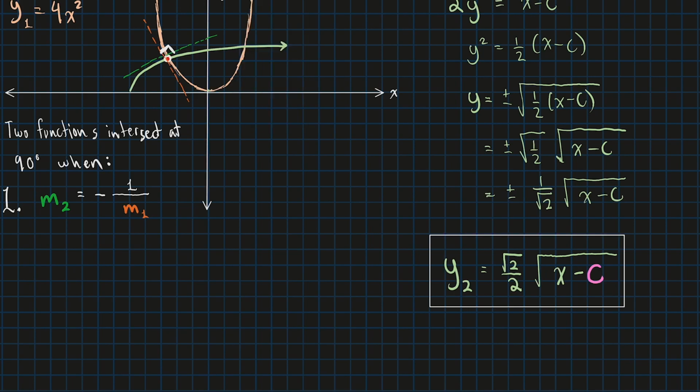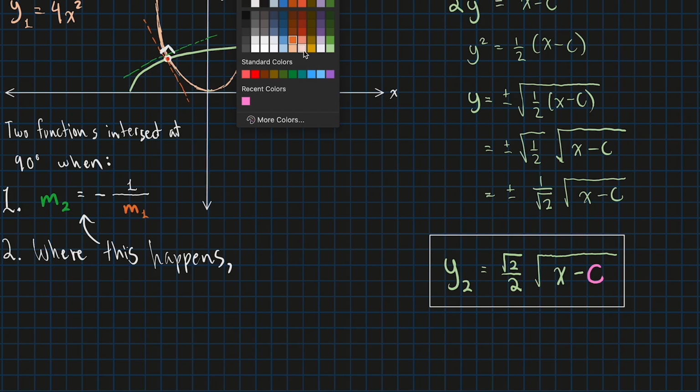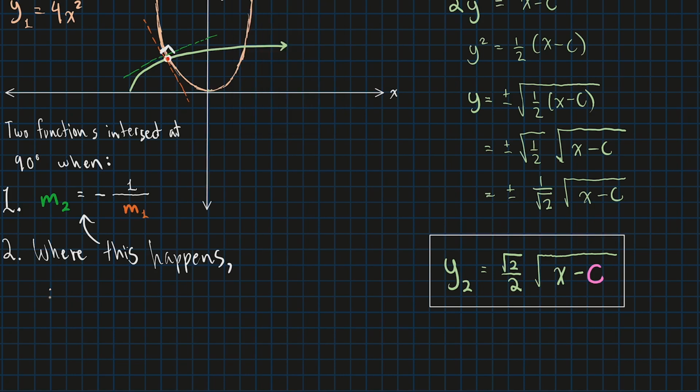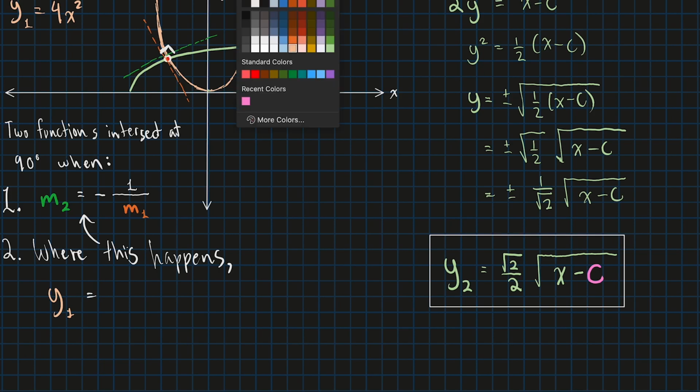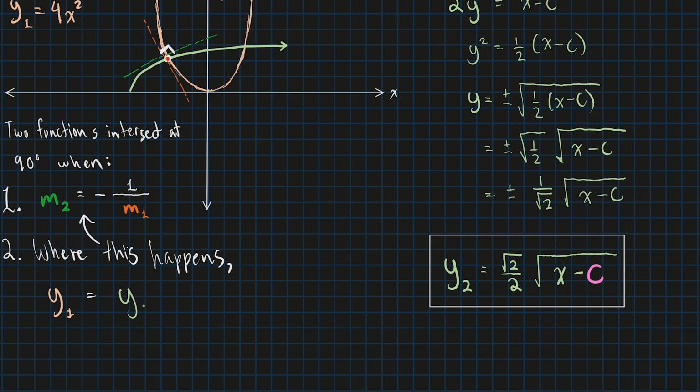Another thing that we know is that where this happens, y1 has to be equal to y2.